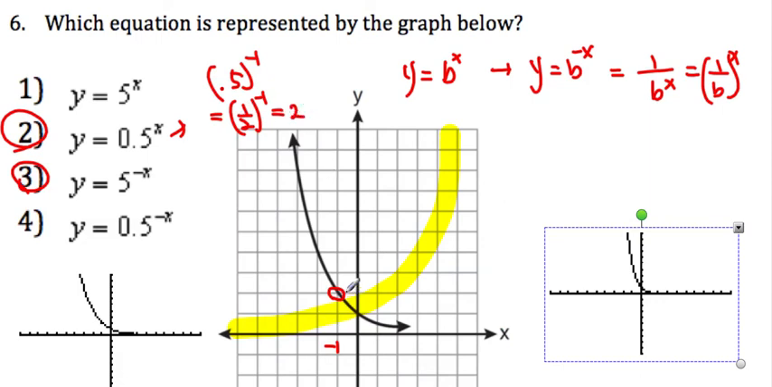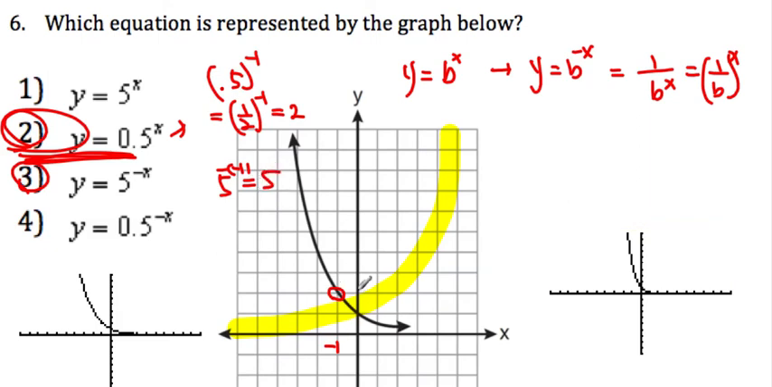And do I get 2? That seems to be correct. So the second one seems to be our answer. Good. How about this one? 5 to the negative of -1 power means 5. Instead of 2, we should be getting 5, which is way up here. But the graph doesn't reach that far, so therefore number 3 will not be the correct answer.